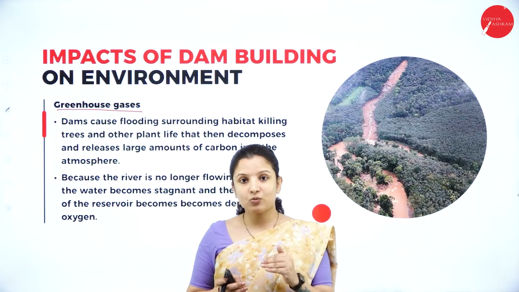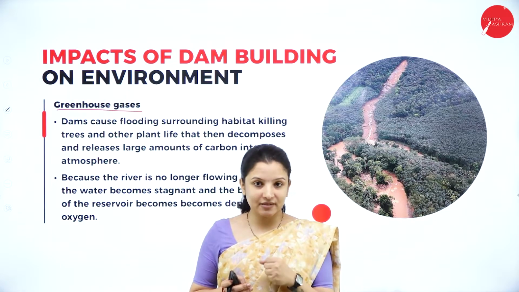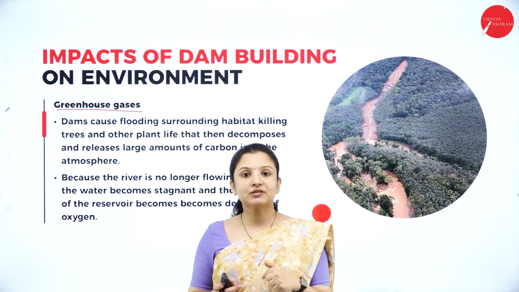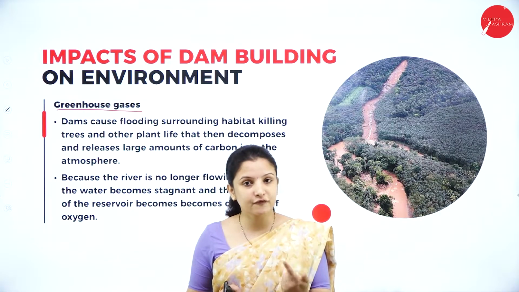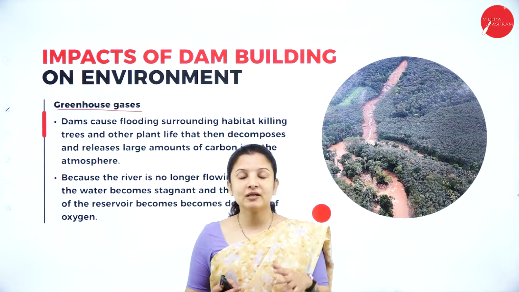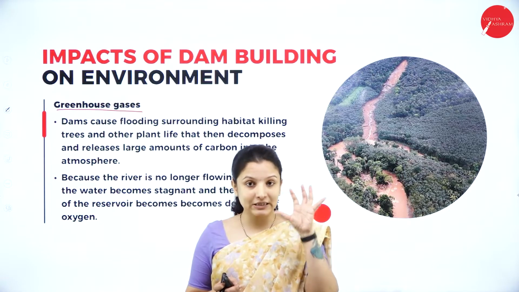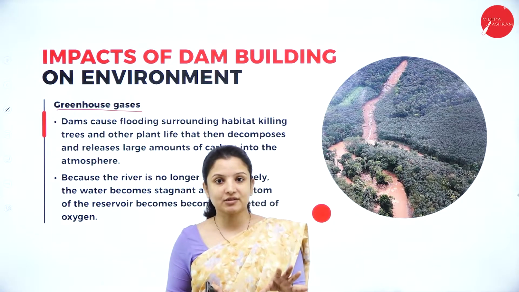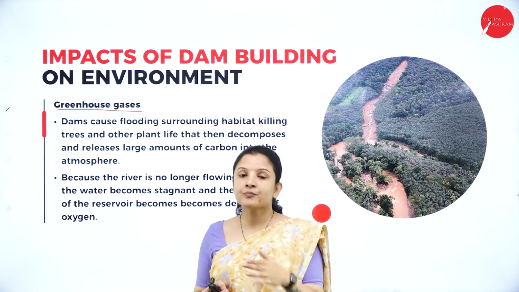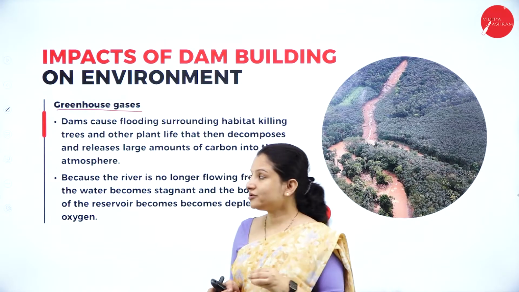Now trees are the ones that lessen the greenhouse gases in the atmosphere, especially carbon dioxide, because plants will use this carbon dioxide during the process of photosynthesis. Now when the tree population itself is reduced, the greenhouse gases cannot be properly utilized. Therefore, it will lead to accumulation of greenhouse gases in the environment. So that is how indirectly the construction of dams causes an increase in the greenhouse gases.